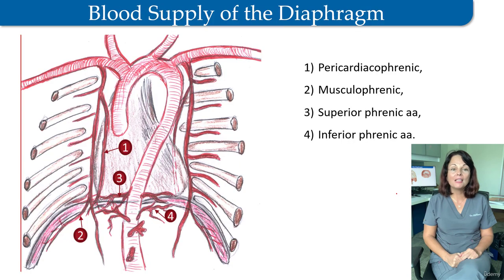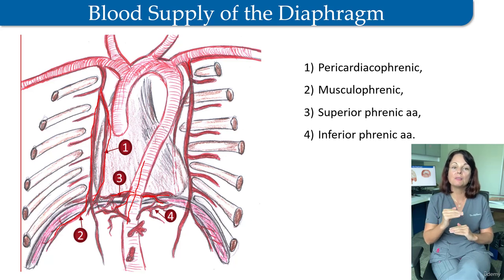We have four main sources of blood supply for the diaphragm. The first source is represented by the pericardiaco-phrenic arteries, which descend in front of the root of the lungs together with the phrenic nerves. The muscular phrenic arteries, which are the terminal branches of the internal thoracic arteries, give off some diaphragmatic branches too. Finally, the descending thoracic aorta gives off the superior and inferior diaphragmatic branches to supply the superior and inferior surfaces of this muscle.